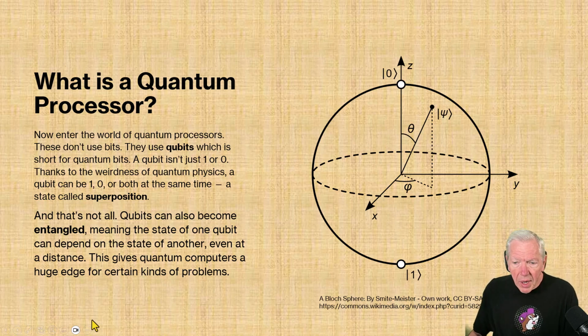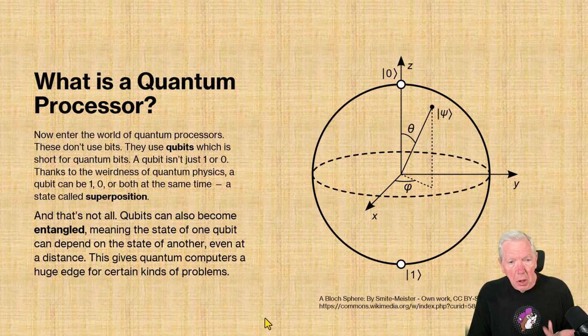However, a quantum processor works a little bit differently. Quantum processors use what is called a qubit, short for quantum bit. A qubit isn't just a 1 or a 0. It can be a 1, a 0, or both at the same time, in a state called superposition. Qubits can also become entangled, which means that the state of one qubit depends on the state of another, even at a great distance. So quantum computers have a huge edge because they can be in a lot of different places all at once.